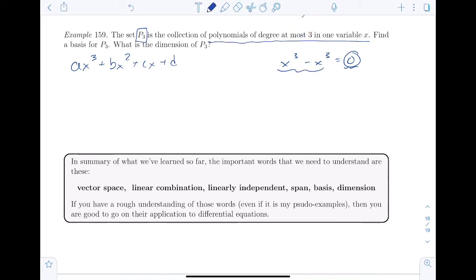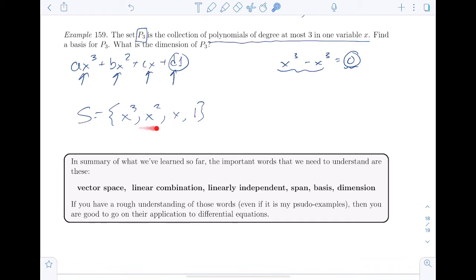So what is a basis? What are the building blocks of this thing? Well, you can see it here. I need the x cubed, the x squared, the x, and we'll call that 1, okay? Although any number would do. So the spanning set is going to be x cubed, x squared, x, and 1. And you can see that these are clearly linearly independent.